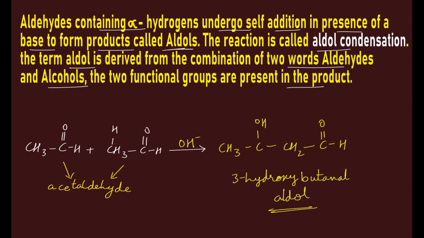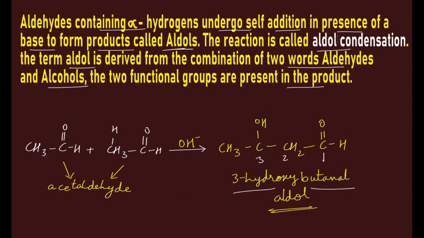If you look closely, there are two different functional groups. This is your aldehyde functional group and this is your alcohol functional group in the same compound. Now why is the name 3-hydroxy? Because aldehyde is our prior functional group, then alcohol. So you will start the numbering from this carbon: 1, 2 and 3. So 3-hydroxybutanol, right? This will be your chemical reaction for aldol condensation.